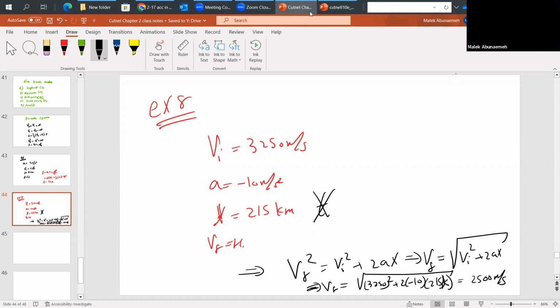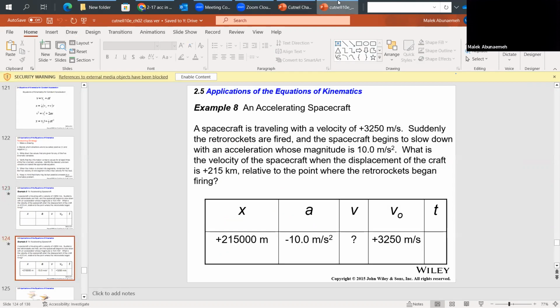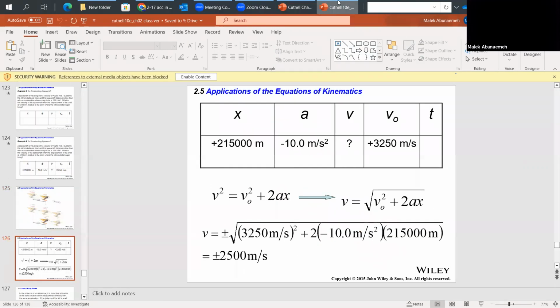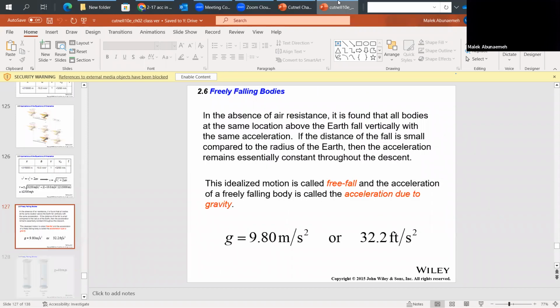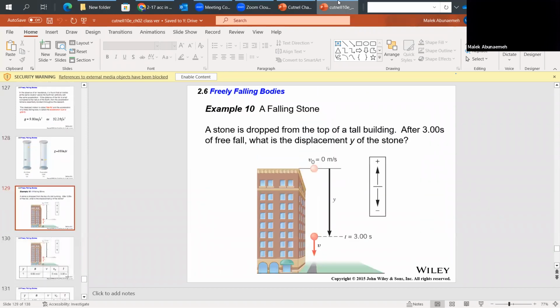Let's go ahead and check our work. Yep, 2,500 meters per second. That's correct. Let's do one more example, shall we?